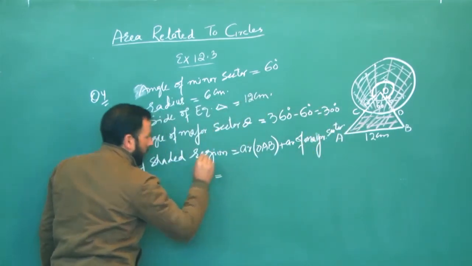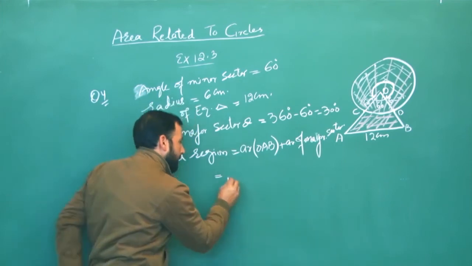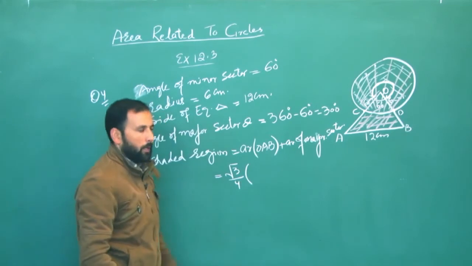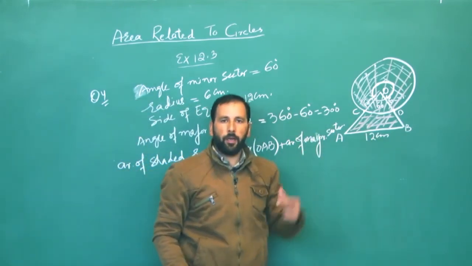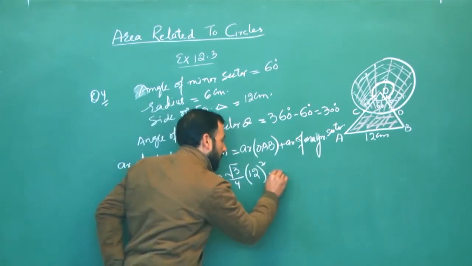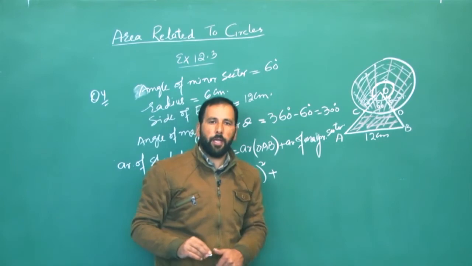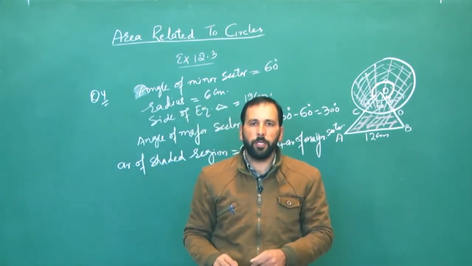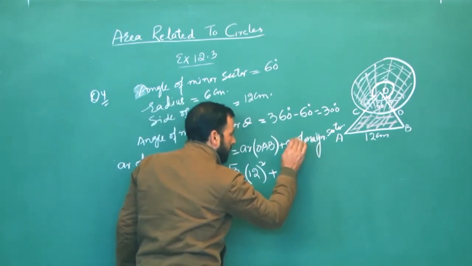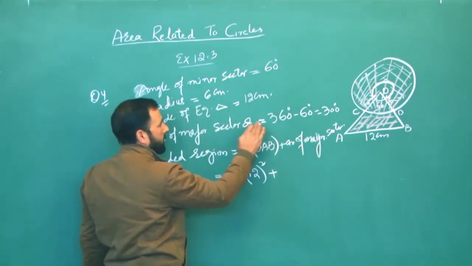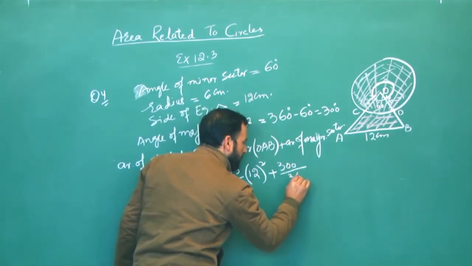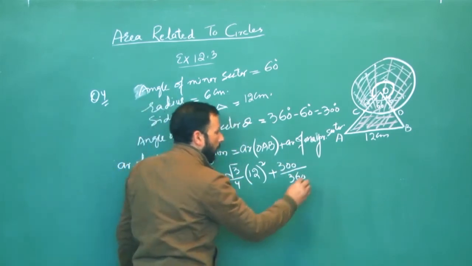That equals the area of an equilateral triangle. We know that it is square root of 3 by 4 into side square. But here the side of the equilateral triangle is 12 centimeter, so it is 12 square, plus the area of the major sector. We know that the area of a sector is theta divided by 360 into pi r square. So the area of the major sector, where theta is the angle of the major sector, equals 300 divided by 360 into pi r square.